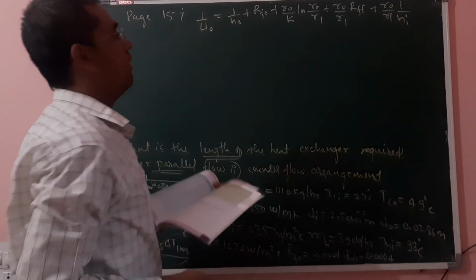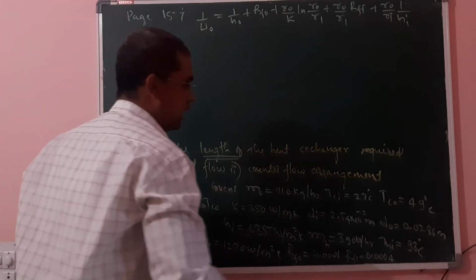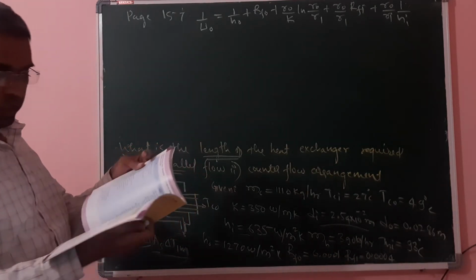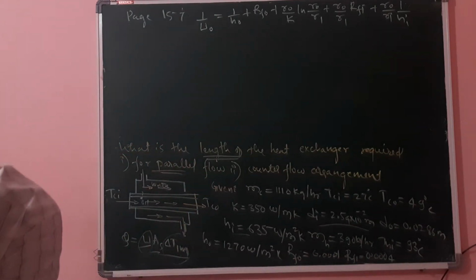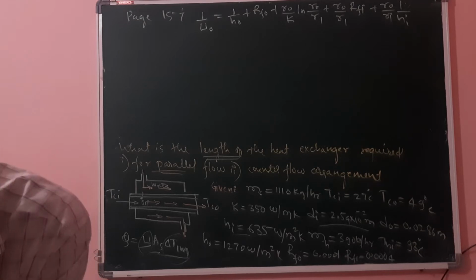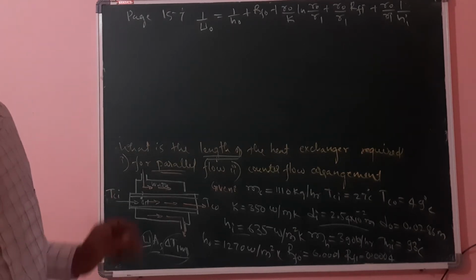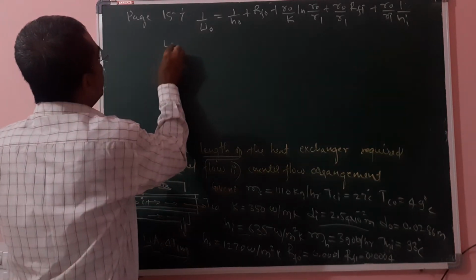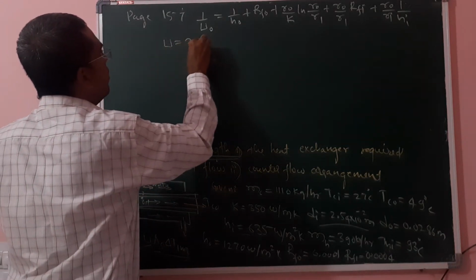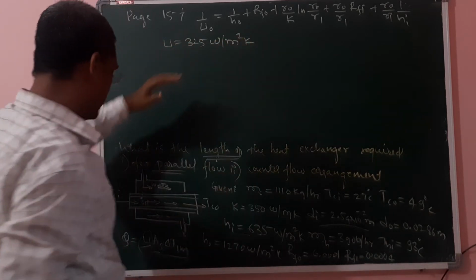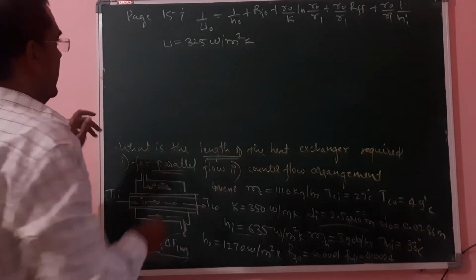Okay, we know all values here. You know D0 and Di, so you can calculate R0 and Ri. You have to substitute in this formula and calculate U. If you calculate, you will get the U value as 325 watt per meter square Kelvin. Once you calculate U, then you can calculate delta TLM.